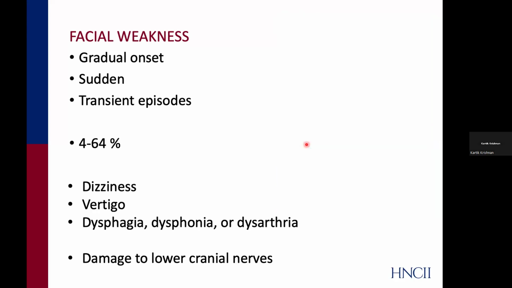Other symptoms a patient can present with are dizziness or vertigo, as I said, because of inner ear involvement, or involvement of the lower cranial nerves at the skull base. You can have dysphagia or dysphonia because of the 9th and 10th cranial nerves, and dysarthria if there is involvement of the hypoglossal nerve.